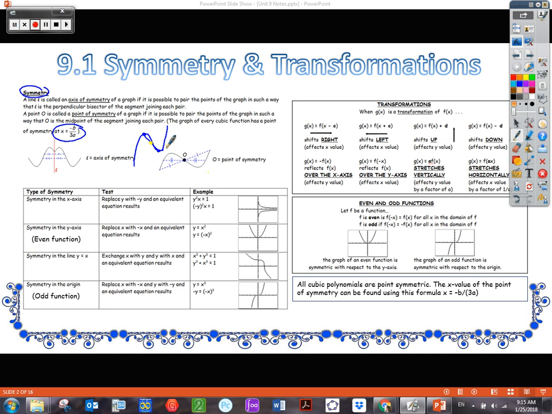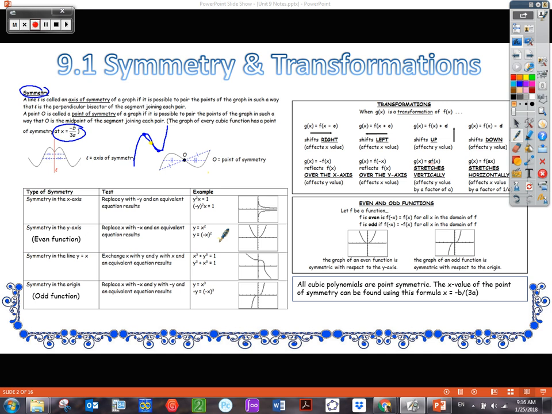We have 4 symmetry tests, and I'm going to go through each one. To test for symmetry in the x-axis, we would replace the y with negative y, and if we get the same thing we started with, then it has x-axis symmetry. This is an example of an equation that has x-axis symmetry. We can see the graph of it, see how it reflects over the x-axis. So we plugged in a negative y for the y. We got the same thing we started with. It does have x-axis symmetry.